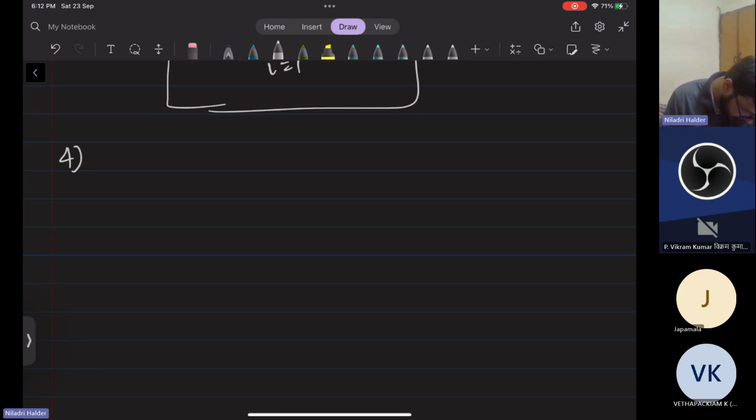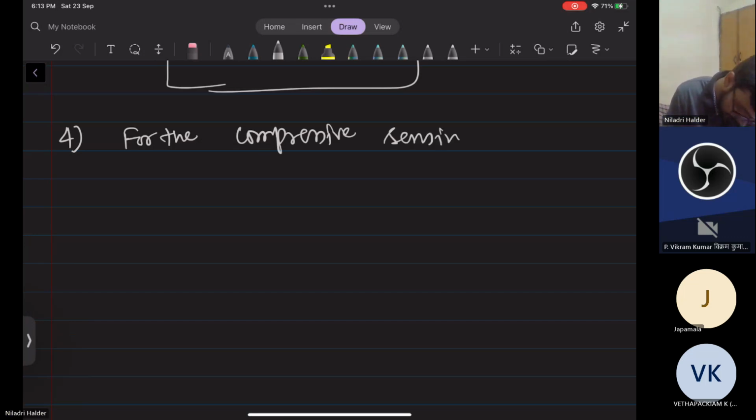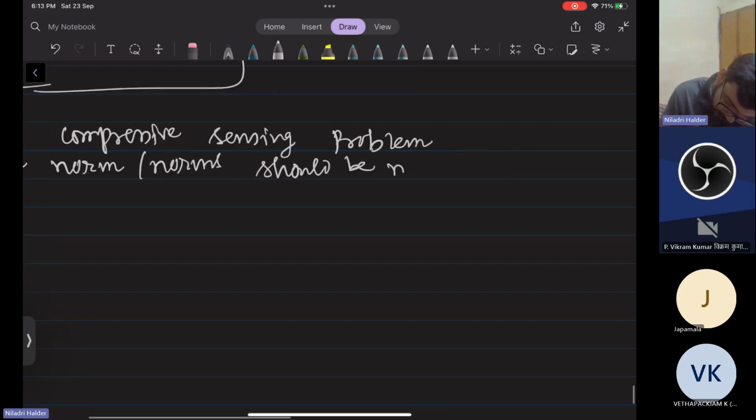For the compressive sensing, it's just a multiple choice question for the compressive sensing problem. Which norm should be minimized?